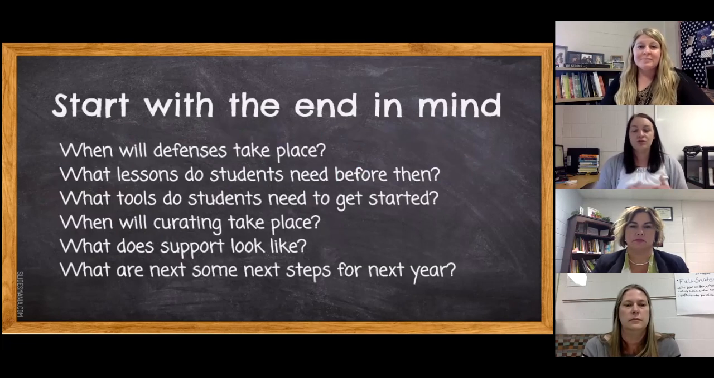So we started, and then this year we continued, but we started with the end in mind. So we began at the end. When will defenses actually take place? So we created a living calendar that we add to, and we worked backwards. What will they look like, and when are they going to take place? And then from there, we filled in what lessons do students need? What skills do they need? What do we need to actually be teaching them to help support them with their defense?